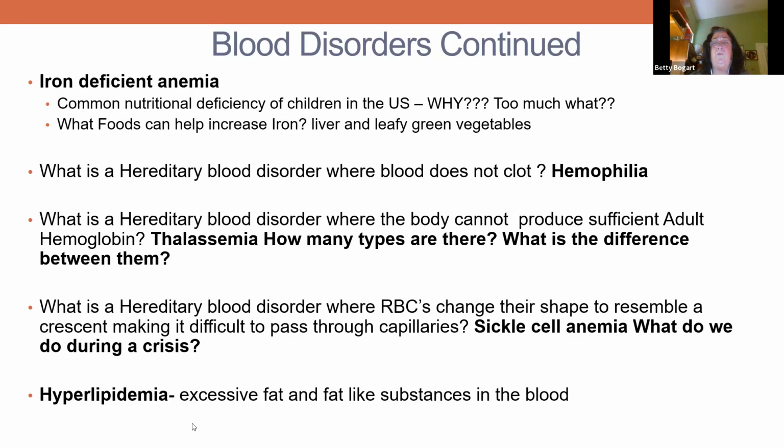Hereditary blood disorder where the blood doesn't clot. You get a scratch, you keep bleeding, it doesn't stop. That's hemophilia. And there's a couple different types of hemophilia.